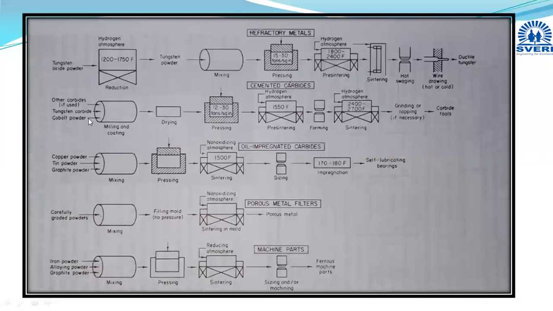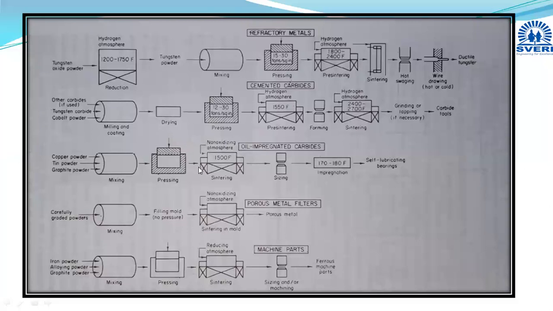The first symbol is for mixing. Just draw a rotating drum and mention the powders which you are using. This is the mixing or blending stage. Then the pressing symbol: you have to draw the die cavity and one punch. This is the pressure direction, and here you have to mention the pressure value.